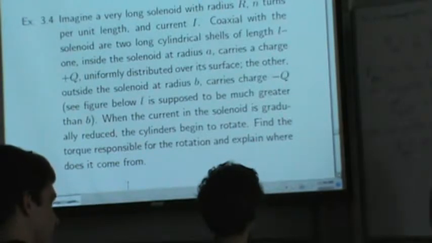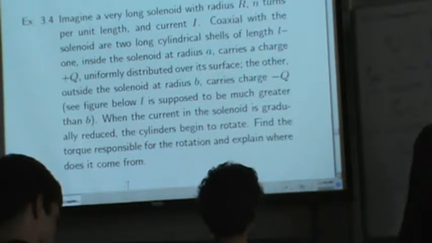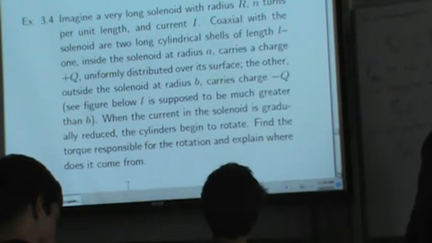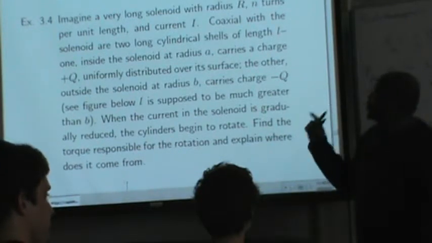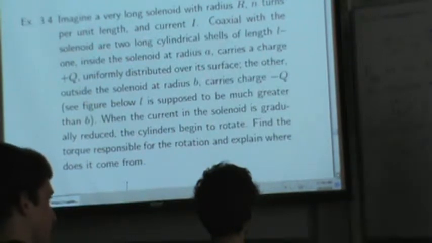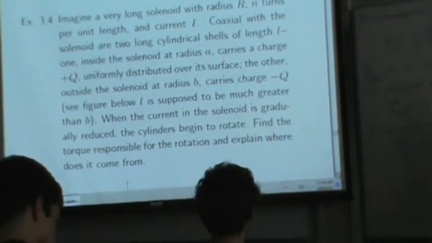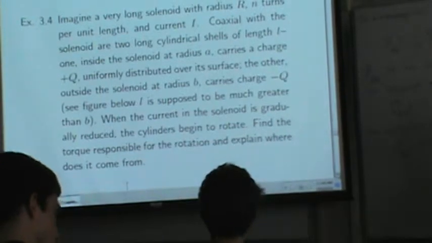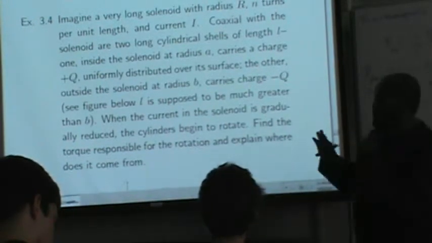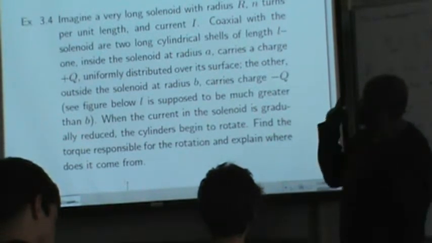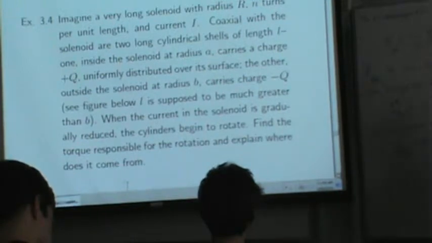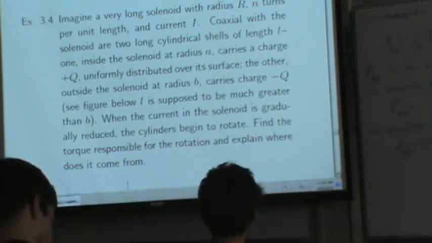So it says, imagine a very long solenoid with radius r, n turns per unit length, and it carries a current I. Coaxial with the solenoid are two long cylindrical shells of length L, one inside the solenoid at radius A that carries a charge plus Q, uniformly distributed over the cylinder. And the other is outside the solenoid, has a radius B, and carries charge minus Q. So this is basically what the problem is.